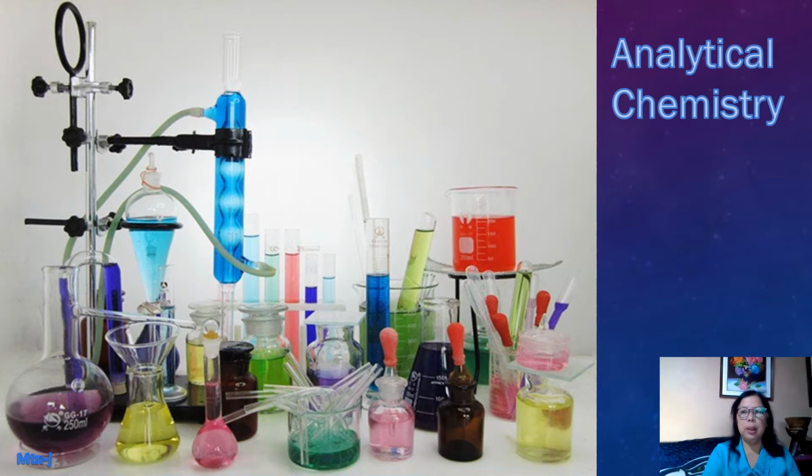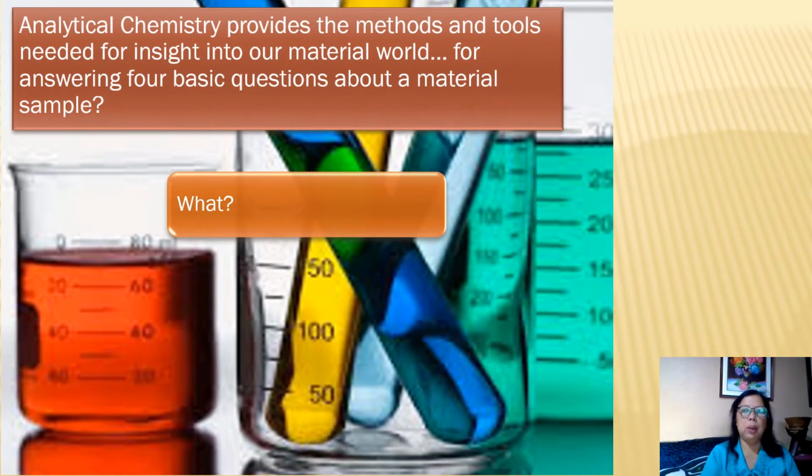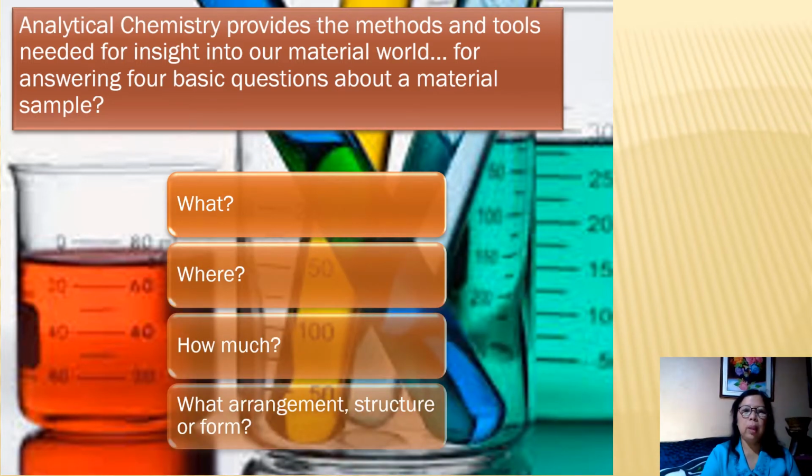So for this meeting, we are going to discuss some salient points about analysis. As defined, analytical chemistry provides the methods and tools needed for insights into our material world, for answering four basic questions about a material sample: what, where, when, how much, what arrangement, structure, or form. These are your concerns in analytical chemistry.